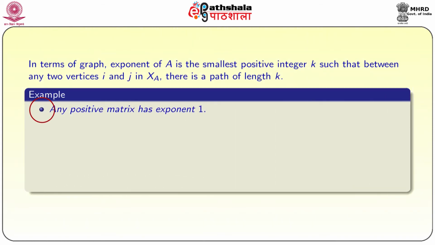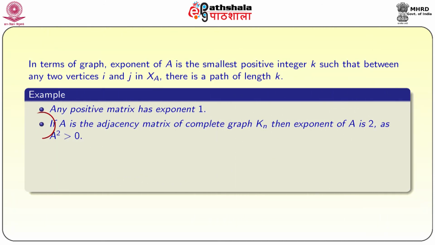For example, every positive matrix has exponent 1. So, every positive matrix is automatically primitive and its exponent is exactly equal to 1. So, positive matrices are best examples for primitive matrices. If A is the adjacency matrix of a complete graph Kn, then it is easy to verify that the exponent of A is 2. Clearly, A is not a positive matrix, but A square is greater than 0.